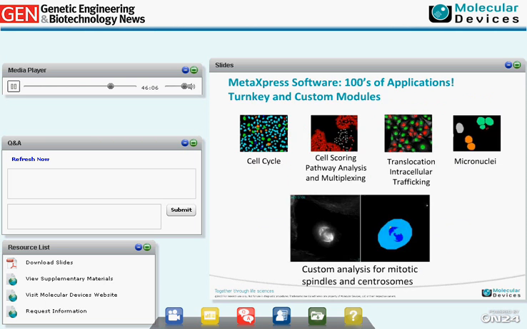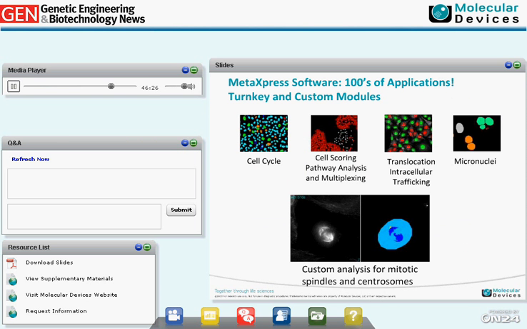This next slide illustrates some examples of our pre-configured turnkey application modules, ranging from everything from the most common cell scoring type assays to cell cycle measurements to measuring our toxicity endpoints with our micronuclei assay. These can be multiplexed to address hundreds of applications.